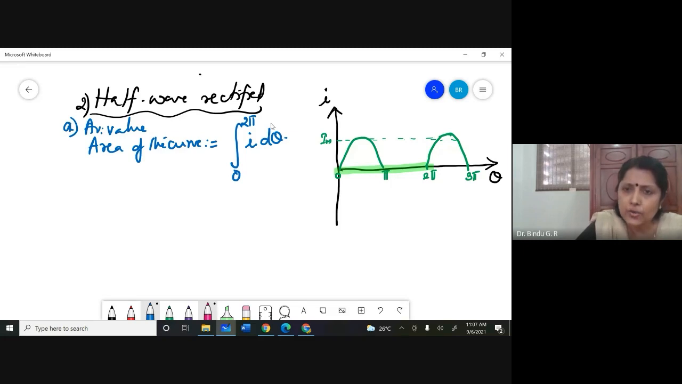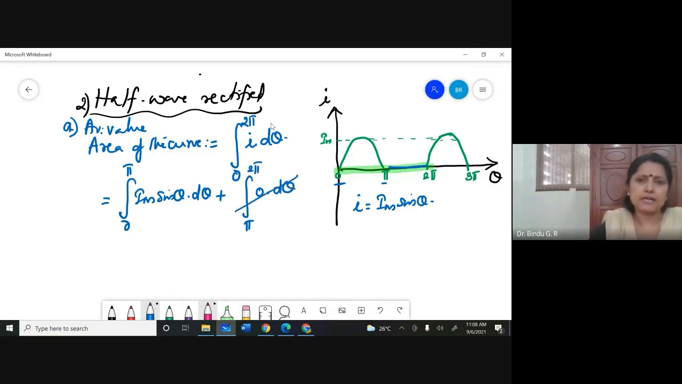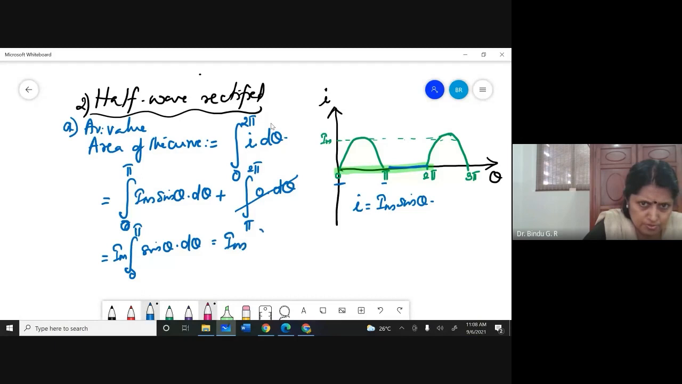Now, I know that from pi to 2 pi it is 0. But from 0 to pi, my equation is small i equals Im sine theta. So I will write this as integral 0 to pi Im sine theta d theta plus integral pi to 2 pi 0 d theta, which means I can do away with this part. So I'll get integral 0 to pi Im sin theta d theta, which will be equal to Im into minus cos theta between the interval 0 to pi, which I'll get as 2 Im. This is the area only.